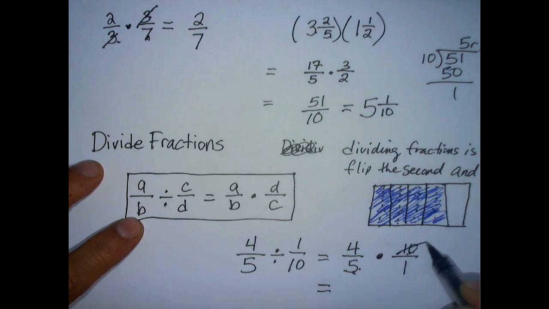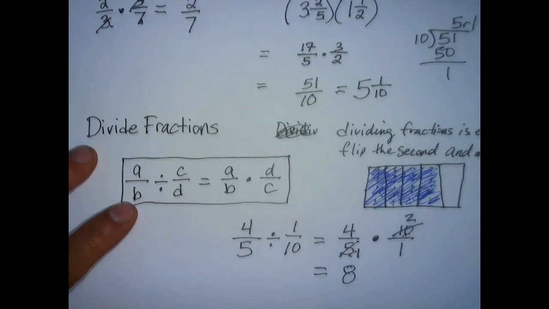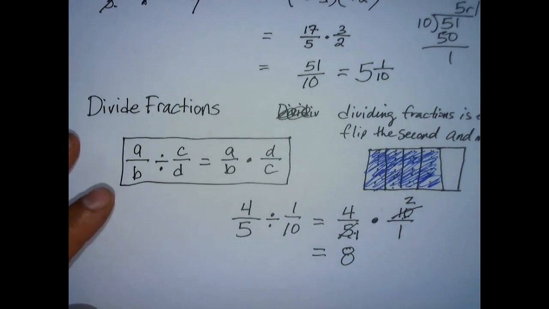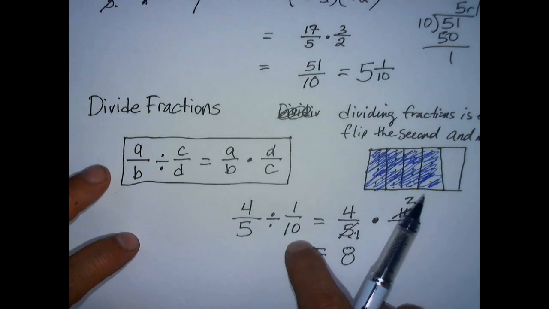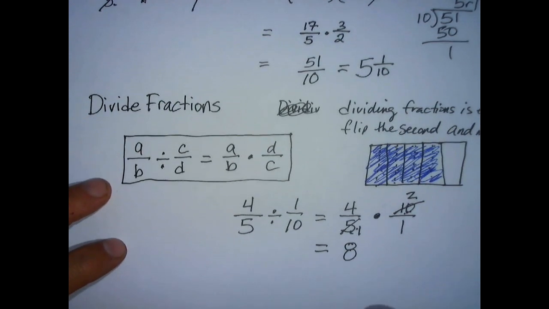So 10 divided by 5 is 2, and 5 divided by 5 is 1. All that's left is 4 times 2, which is 8. If you want to do 40 divided by 5, by all means, but it was much simpler to reduce before we multiply. Other than flipping this, dividing fractions is not different than multiplying. It's the same level of difficulty. The concept is harder, yes, but the problems aren't.